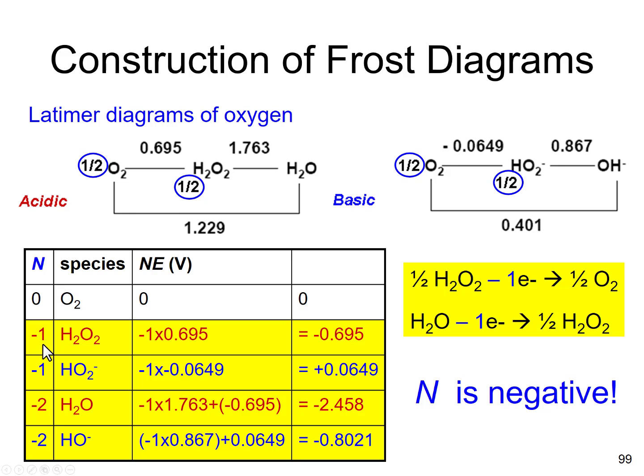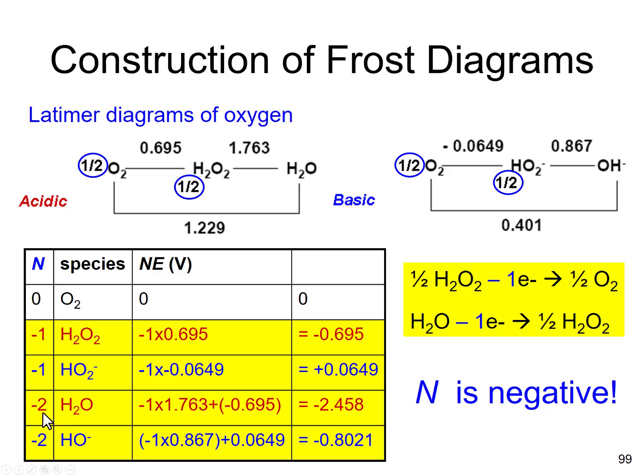Now for the hydrogen peroxide, you have an oxidation state of -1 for the oxygen, and the species is hydrogen peroxide. N multiplied by E is obviously -1 times 0.695 volts, and that would give rise to a value of -0.695 volts. In basic media, you have the peroxide anion, and you can see that the calculation must obviously be very similar, and so you obtain here a positive value of 0.0649.